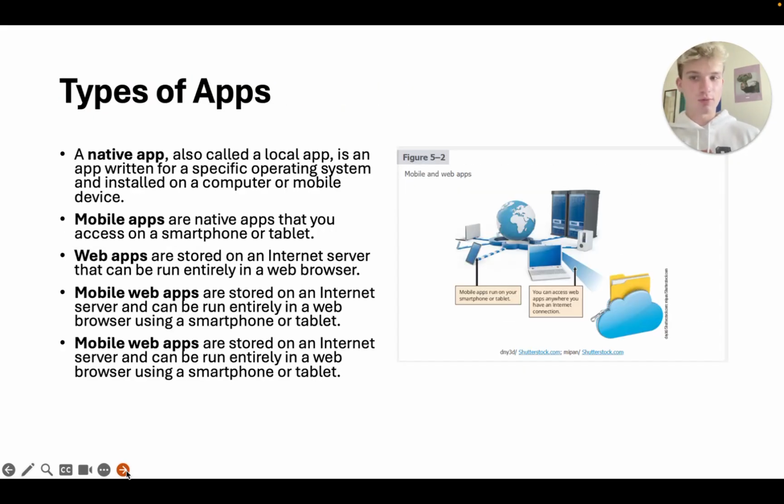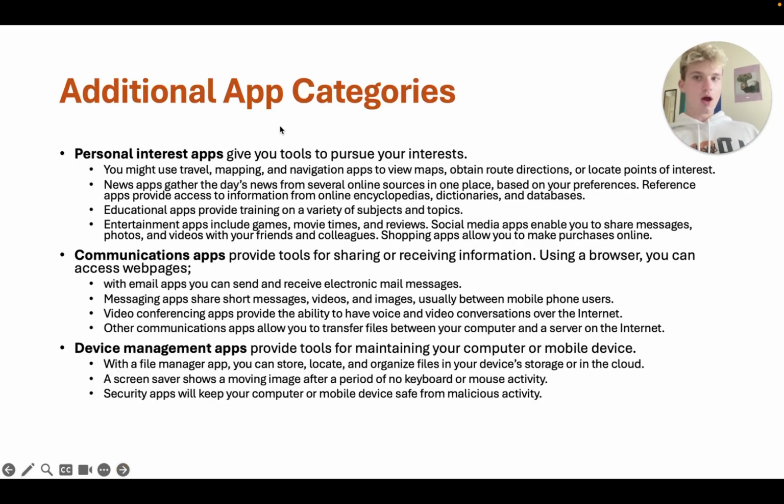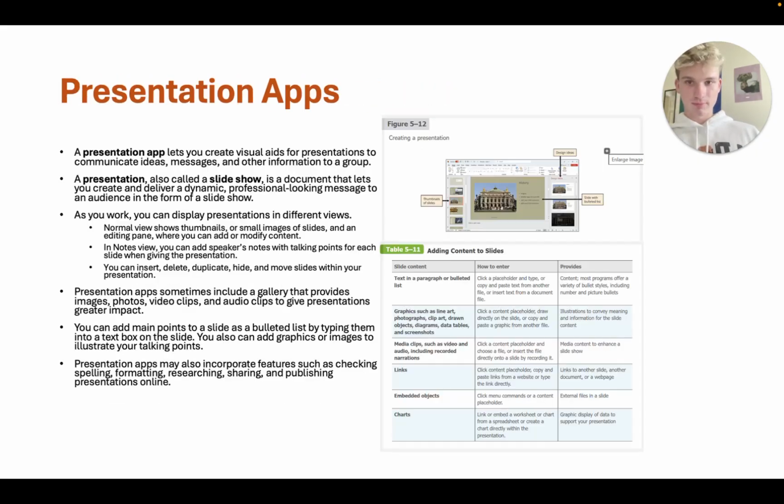There are native apps, mobile apps, and mobile web apps. Mobile web apps are stored on an internet server and can be run entirely in a web browser using a smartphone or a tablet. We learned about additional app categories: personal interest apps, communications apps, and device management apps. We learned about presentation apps. A presentation app lets you create visual aids for your presentation to communicate ideas, messages, and other information.